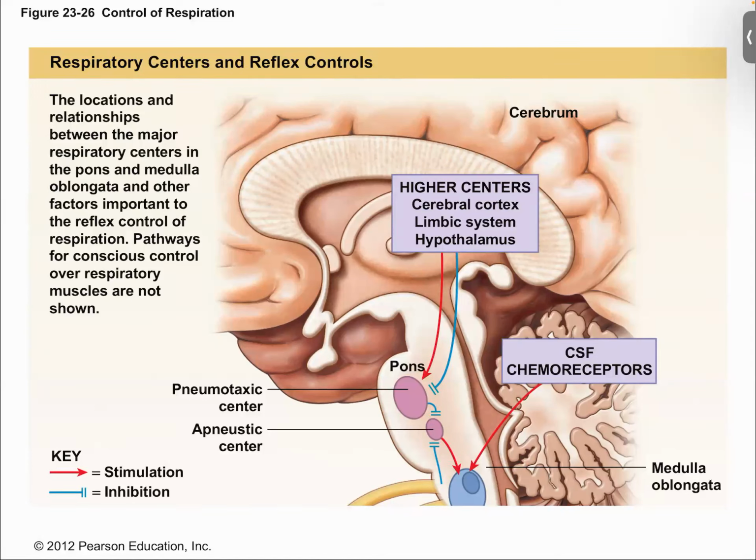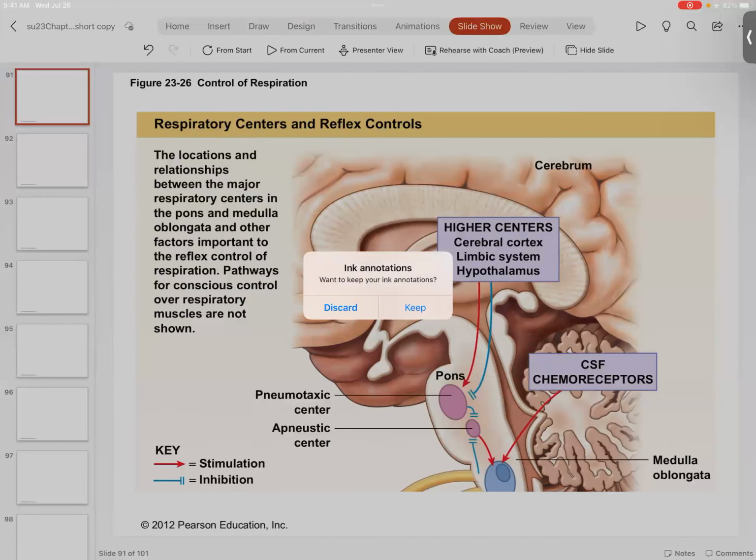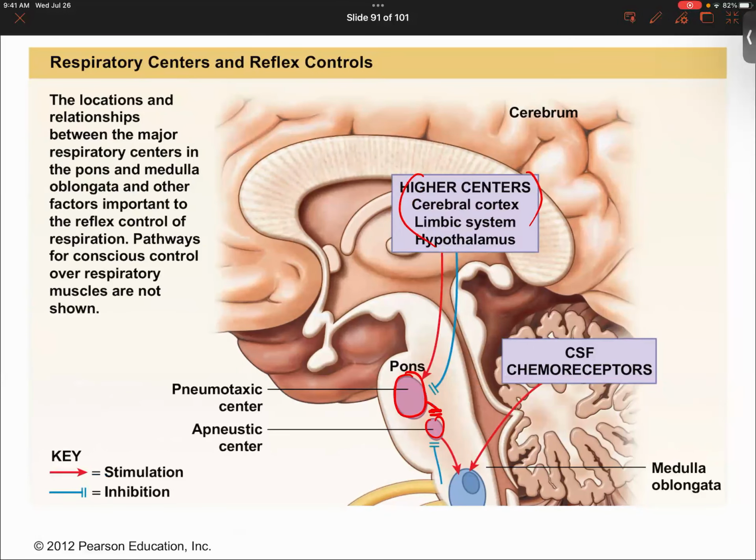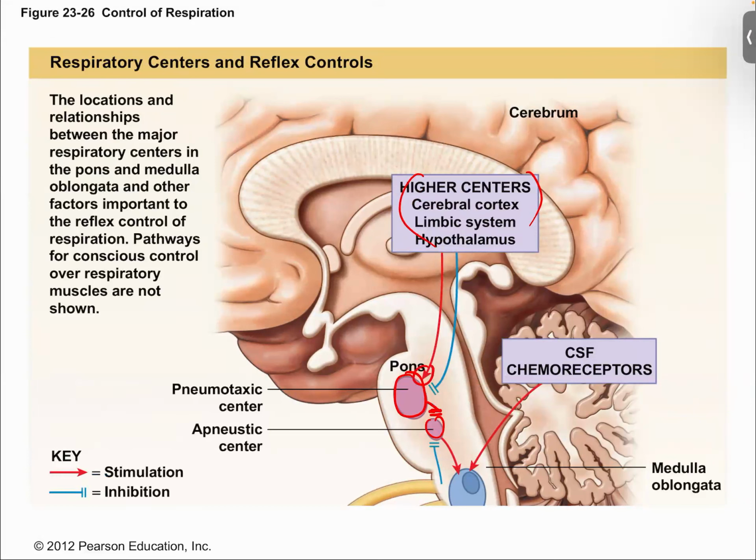So here you can see your nuclei in the pons. Here is your pneumotaxic center and your apneustic center. You can see the pneumotaxic will inhibit the apneustic. But there are other centers in the cerebral cortex, the limbic system, and the hypothalamus, which will also have some play on this, right? So you have different inputs from your brain that will either stimulate the pneumotaxic center, shutting down your breathing, or inhibit the pneumotaxic center, increasing your breathing rate, depending on the inputs. This is one of the reasons why when we get emotional, we start breathing heavy.